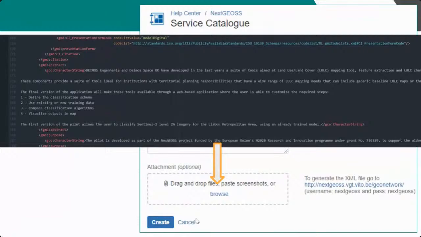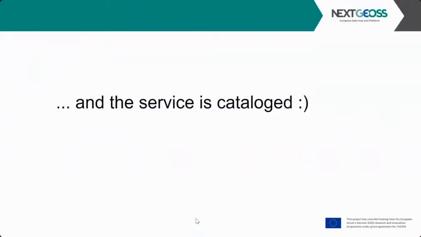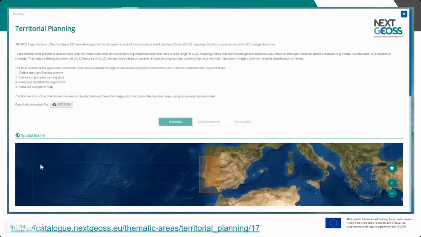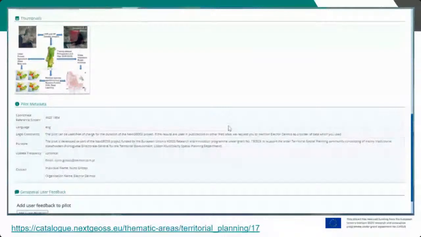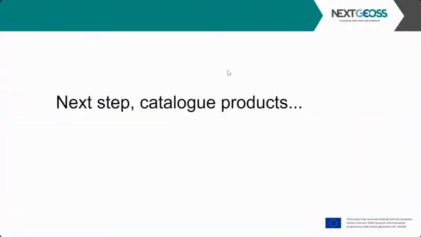I would say to register the service, it takes 5 minutes. It takes more time to think about what you want to put as descriptions than the whole process. And then the service is cataloged. So to catalog a service is very, very fast. This is how it looks on the website. And as Nuno also showed, you can add other materials and put some other metadata. It's quite flexible. For example, here you can see a poster that we presented at one conference. So you can also put posters, videos, whatever you would like to share.